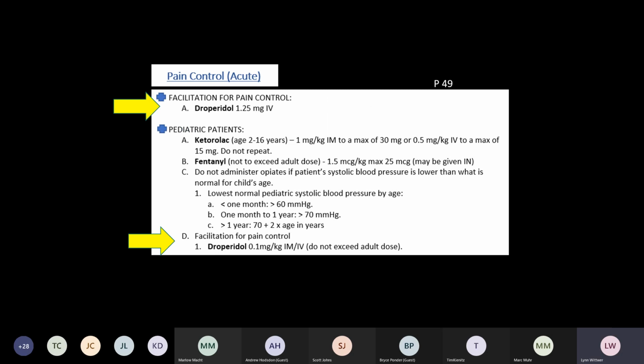Now, pain control. To facilitate pain control, particularly if there's nausea associated with it, Peridol would be preferred, 1.25 milligram IV. And pain control in children, 0.1 milligram per kilo.